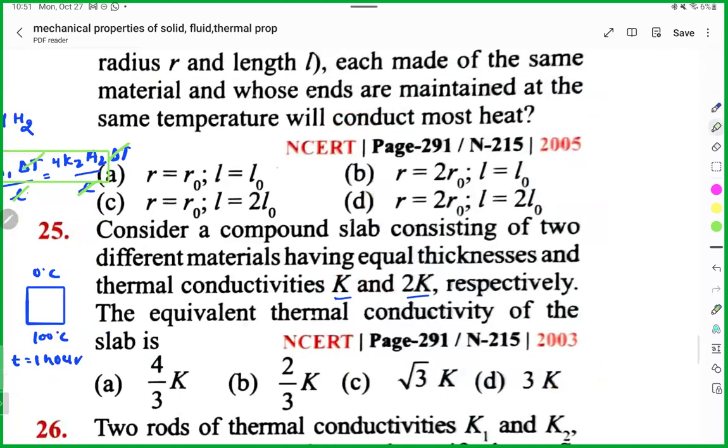Just tell me, Sandana, in this compound slab there are two different materials but the same thickness and the conductivity is different. So if they have the same thickness, can we say they are in series? And what is the formula for series? Yes or no?